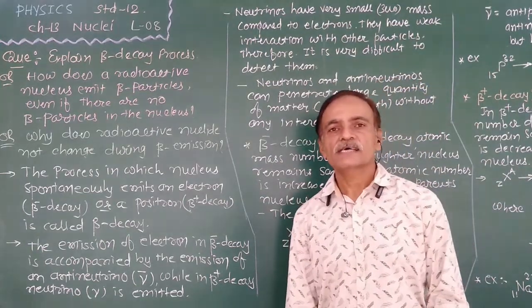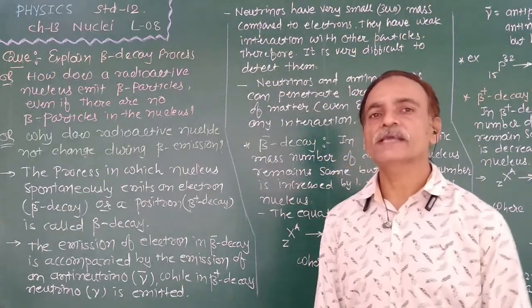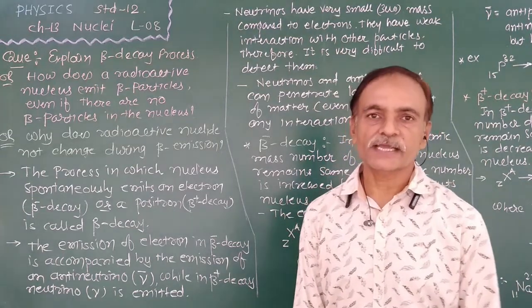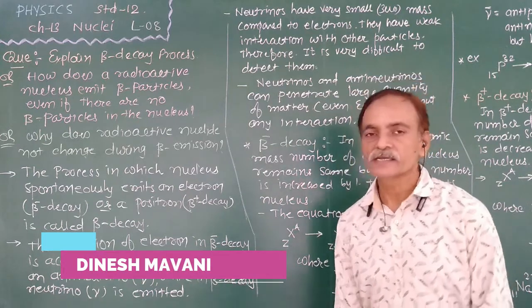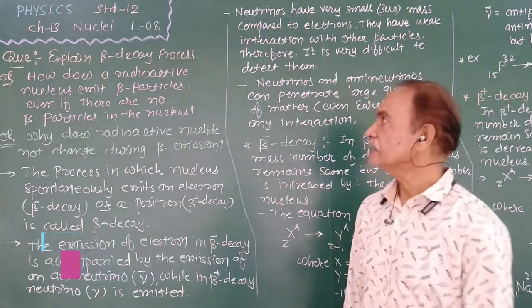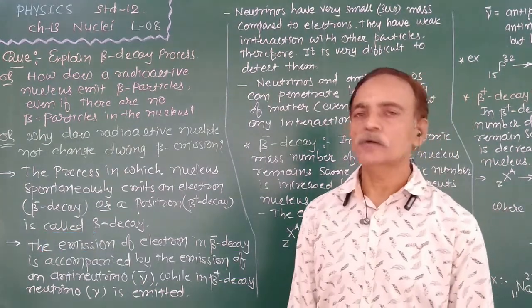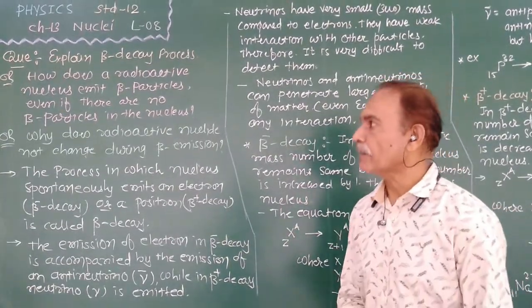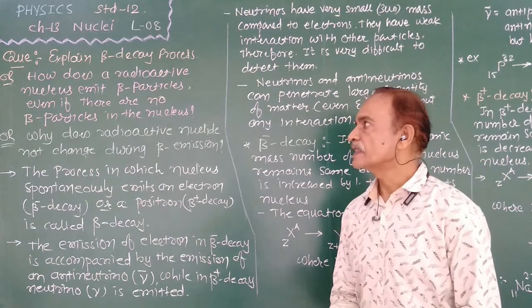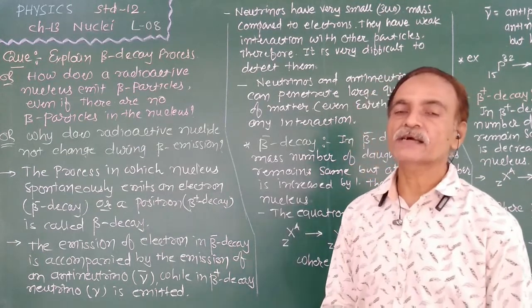Good morning friends. After the discussion of the alpha decay, now the next decay process is the emission of beta particle, that means the beta decay. The question is: explain the beta decay process, or how does a radioactive nucleus emit the beta particles even if there are no beta particles in the nucleus?